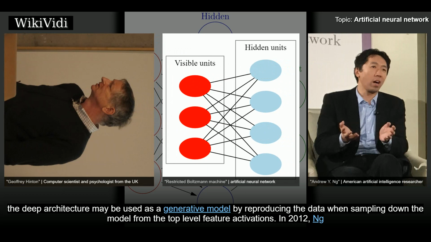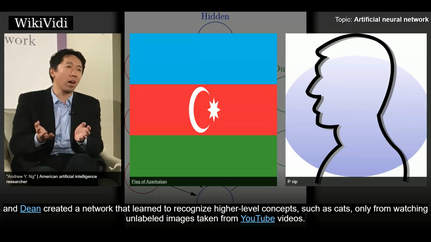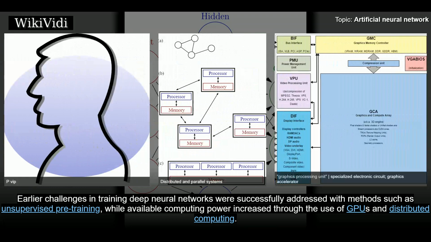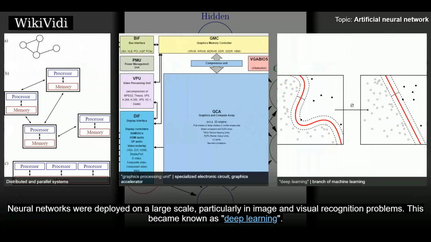the top-level feature activations. In 2012, Ng and Dean created a network that learned to recognize higher-level concepts, such as cats, only from watching unlabeled images taken from YouTube videos. Earlier challenges in training deep neural networks were successfully addressed with methods such as unsupervised pre-training, while available computing power increased through the use of GPUs and distributed computing. Neural networks were deployed on a large scale, particularly in image and visual recognition problems. This became known as deep learning.